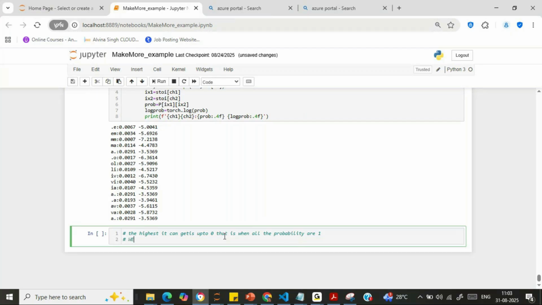Then we want to have a loss function, and it should be such that low is good. We will try to minimize the loss.